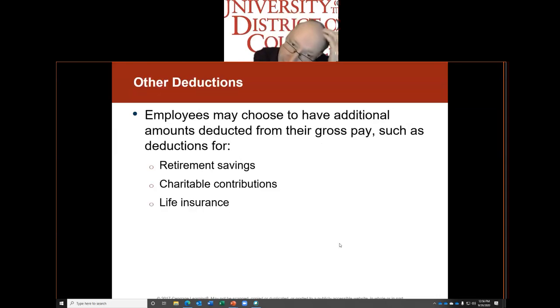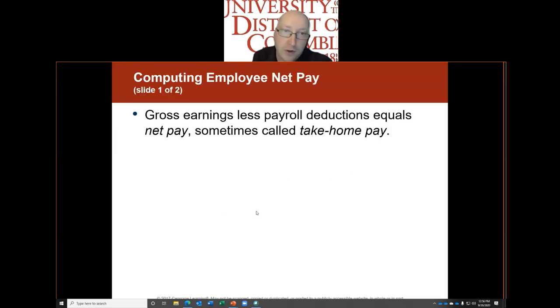Other deductions that might come out of your paycheck include things like retirement, that's 401k, IRA, 403, 401, you name it. There's a whole bunch of numbers, right? Retirement. Then you have charitable contributions and life insurance. These are other common deductions. Gross earnings minus payroll deductions equals net pay, also known as take-home pay.